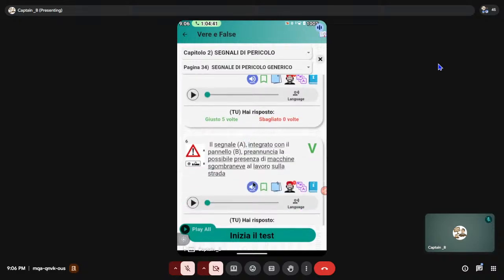Il segnale A, integrato con il pannello B, preannuncia la possibile presenza di macchine sgombraneve al lavoro sulla strada. Now, if you look at this one here, you see that there is a sign, and close to it there's a vehicle. What he's saying is that this sign you will see maybe from January to December. It will be on the road. He's not saying that in summer there will be snow, or in winter there will be snow. No. This sign is a general sign.